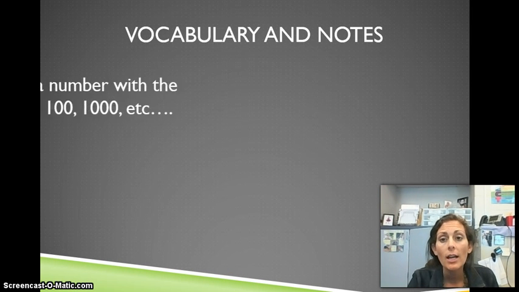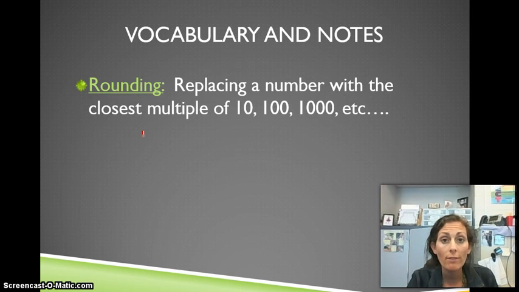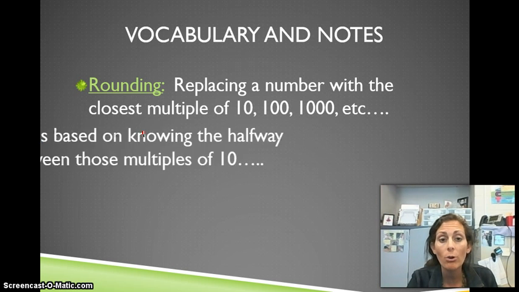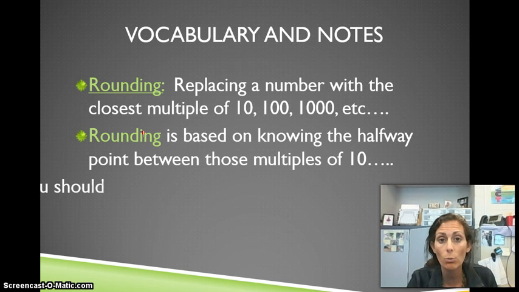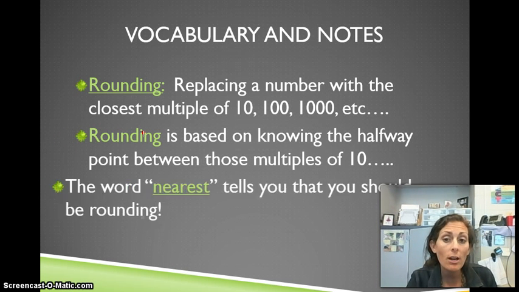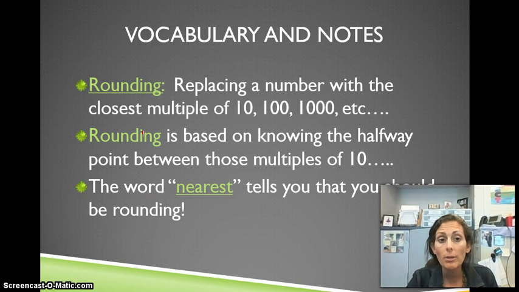Vocabulary and notes. It's going to be important that you write vocabulary in your math journal and you go ahead and write this information down as well. Once you get it written down, you may push play again. But it says rounding, replacing a number with the closest multiple of 10, 100, 1,000, etc. Rounding is based on knowing the halfway point between those multiples of 10. And the key is the word nearest tells you that you should be rounding, so pay attention to that. So push pause and then push play when you're ready to go on.